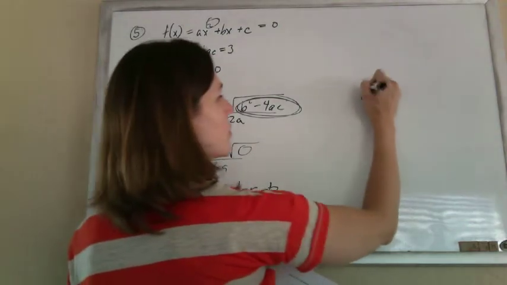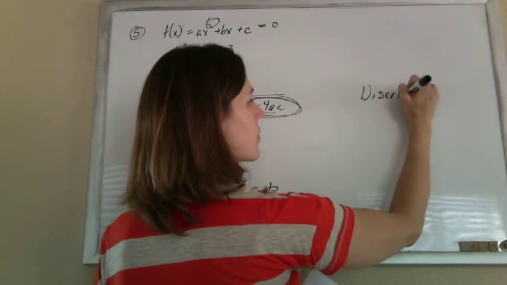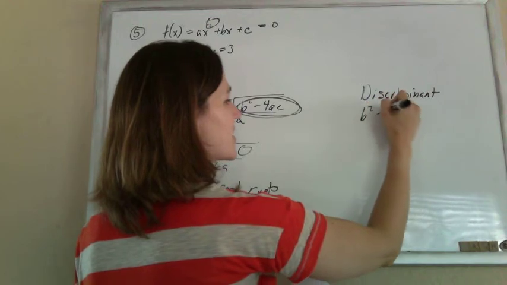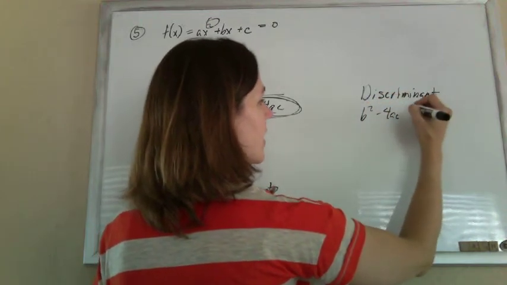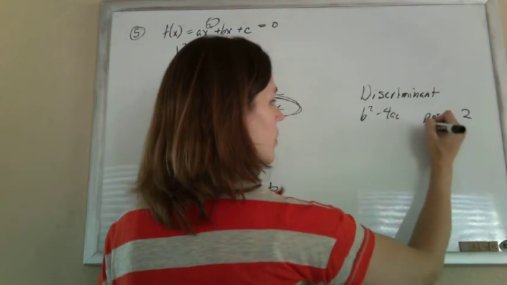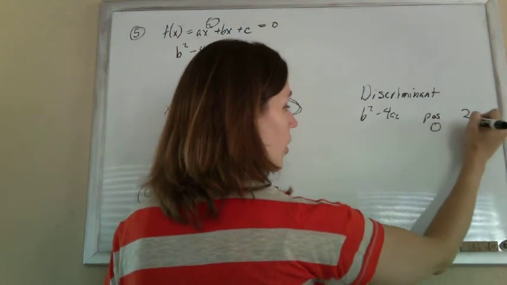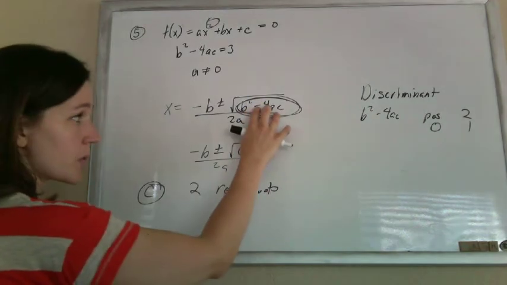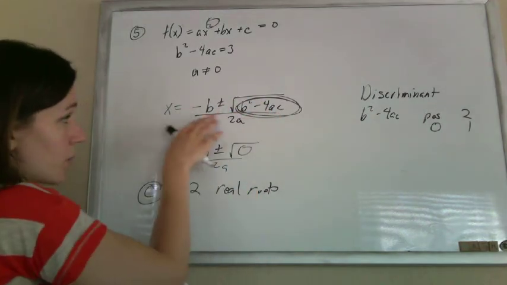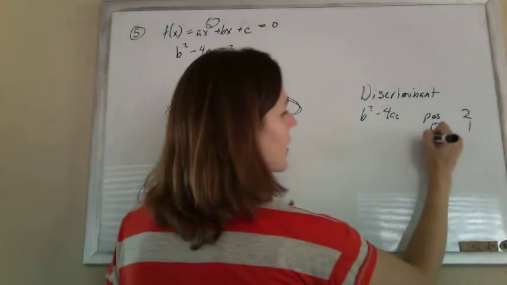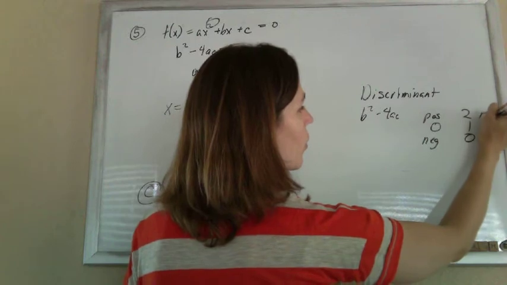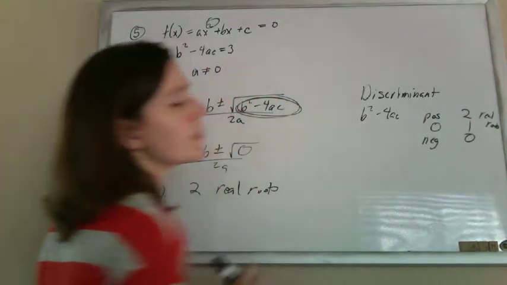So, just a review of the discriminants. B squared minus 4ac. If it's positive, you have 2 real roots. If it's 0, you have 1 real root, because if this were 0, you'd be adding or subtracting 0, which doesn't change anything. So you just have that 1 root, negative b over 2a. And if it's negative, you can't take the square root of a negative number, so you have no real roots. And that's that.